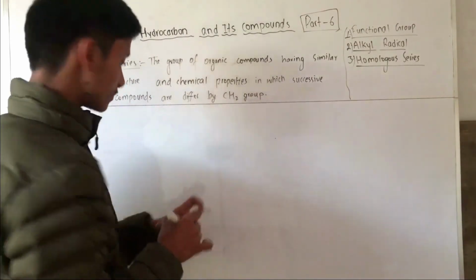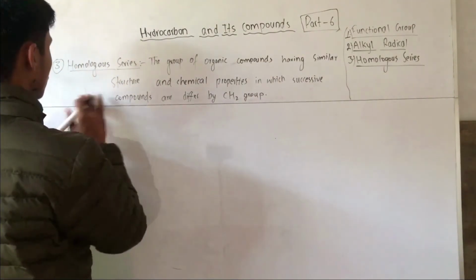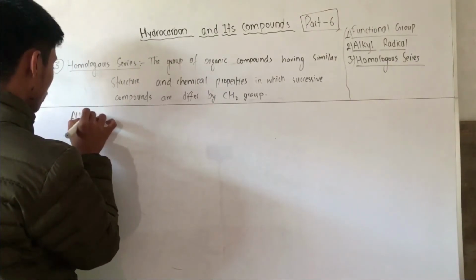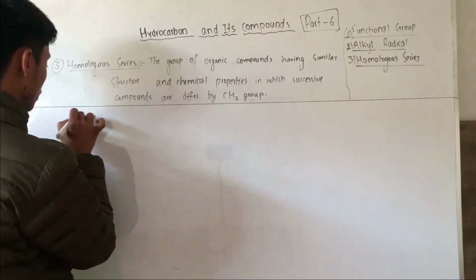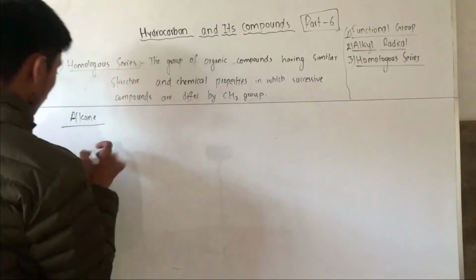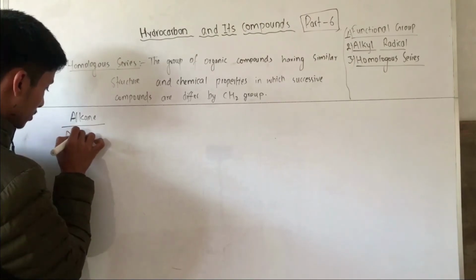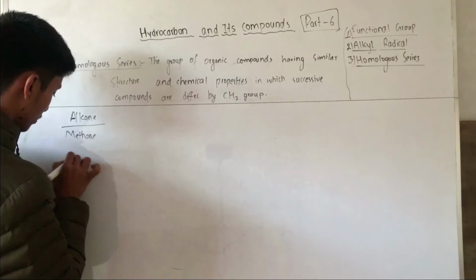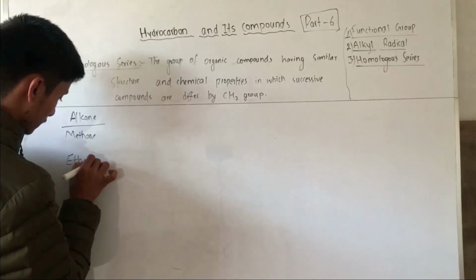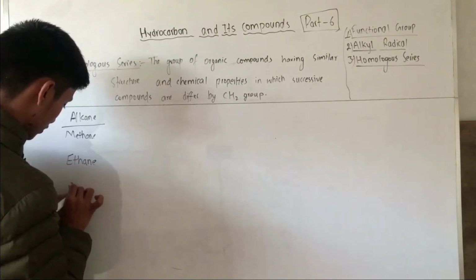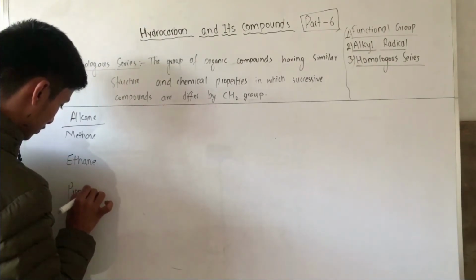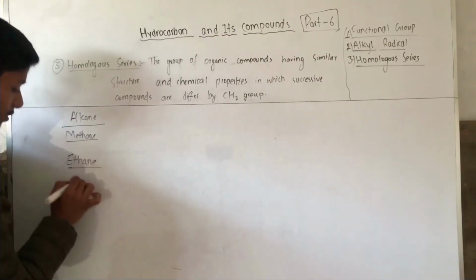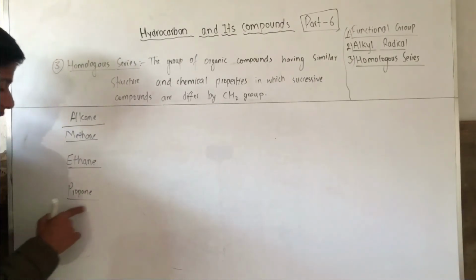Okay. Here suppose we take an example, let's take the alkane group. Then first one is methane. We know methane. Second one ethane. Third one propane. First one methane, second one ethane, third one propane.